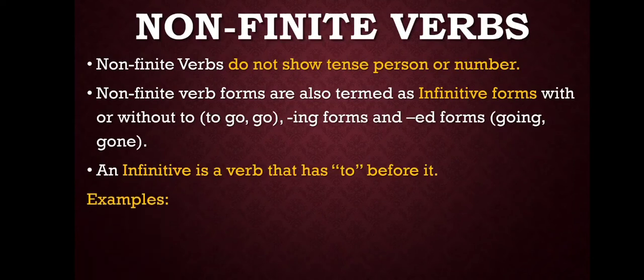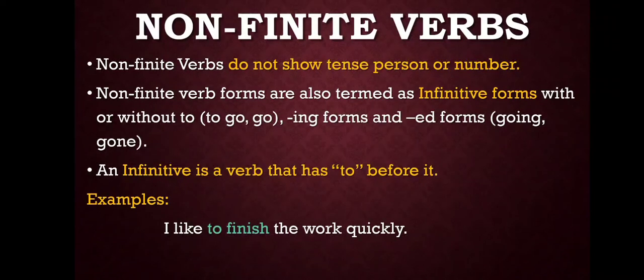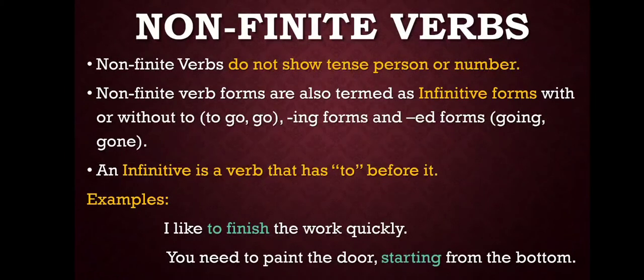So it is a general rule that you have to keep in mind, that whenever you are going to identify an infinitive, it might have to before it. For example, I like to finish the work quickly. So this finish is not giving us an idea about the tense, but I like to finish. This to is giving us an idea that a non-finite verb has been used. You need to paint the door starting from the bottom. Similarly, verbs can also have an ing form, as in this example.